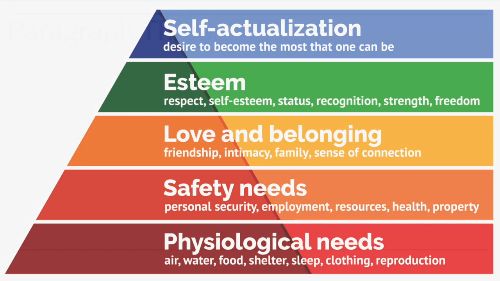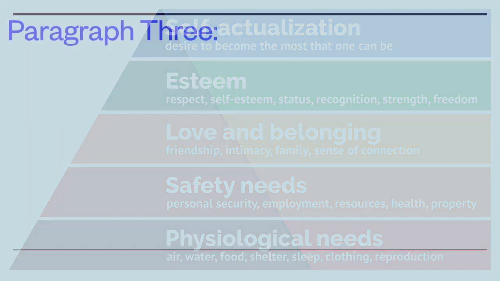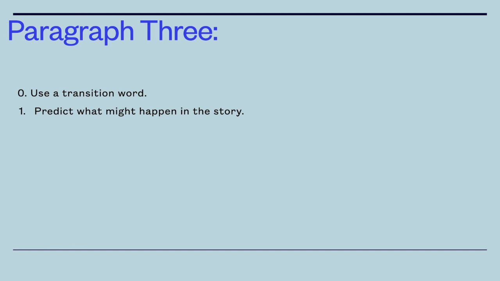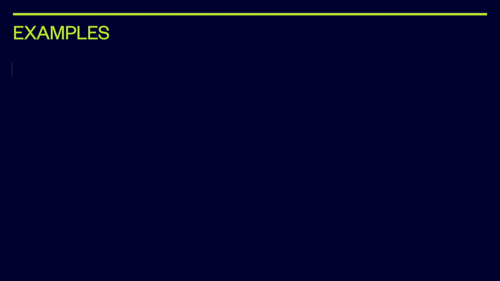Now let's move on to paragraph 3. When you move on to paragraph 3 and your final paragraph, you need to use a transition phrase again. Since this is your final paragraph, you can say something like in conclusion or finally or to close. Those are all good transition phrases. I need one sentence that predicts what might happen next in the story. And I need a second sentence about what the theme of the story might be. So just 2 sentences for the last paragraph. It could sound something like this.